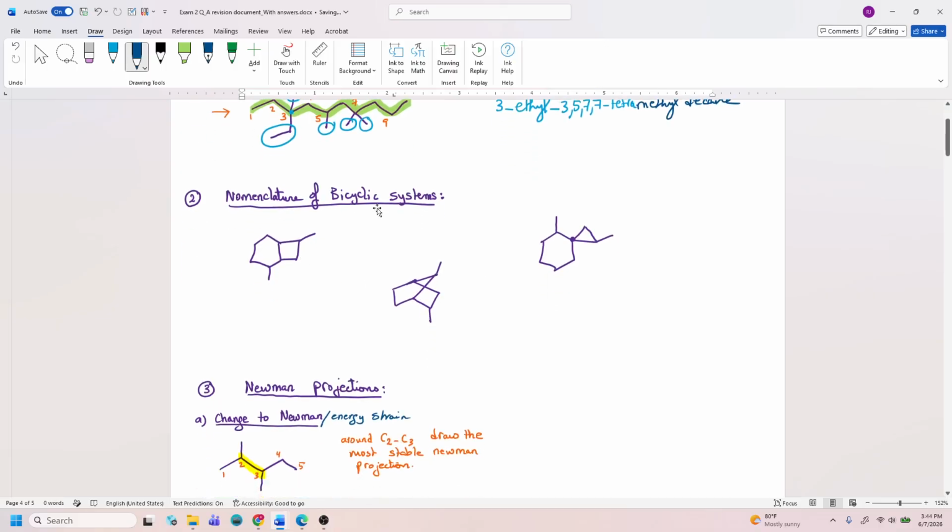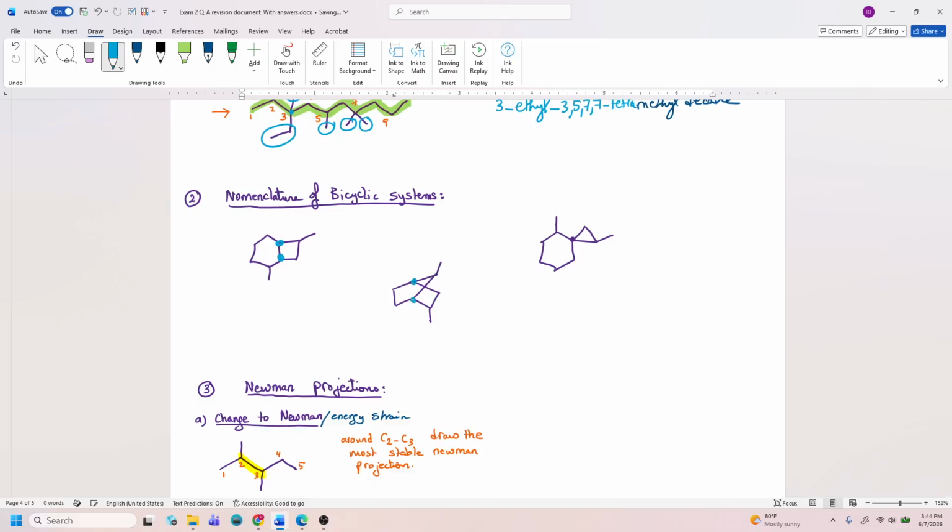Okay. For naming bicyclic compounds, this is an example of a fused bicyclic system because it does have two carbons in there, so they are connected by two carbons. This is two cycles in it, cycle 1, cycle 2. This is an example of a bridged bicyclic system because this is one cycle and this is another cycle, and this is your bridge in there.